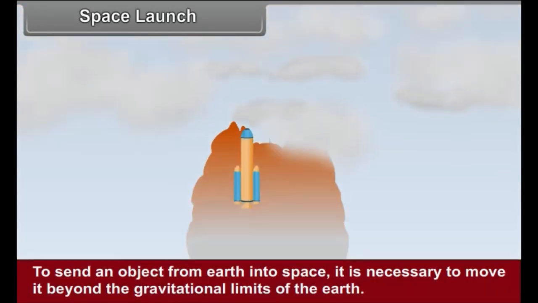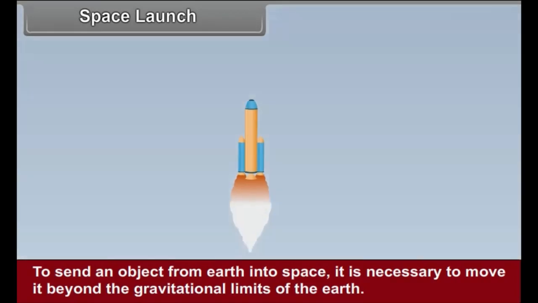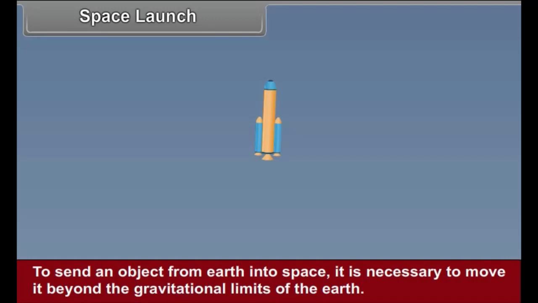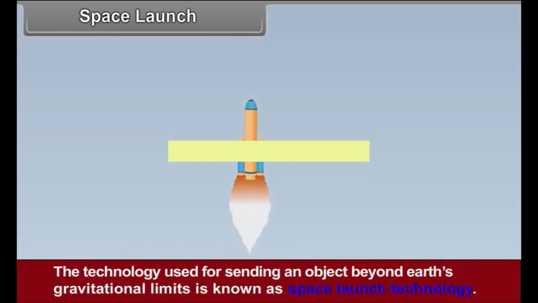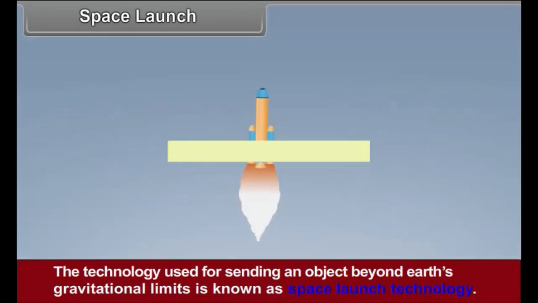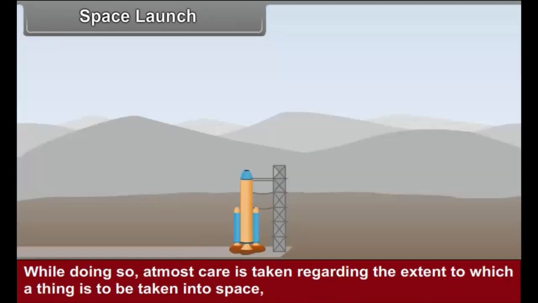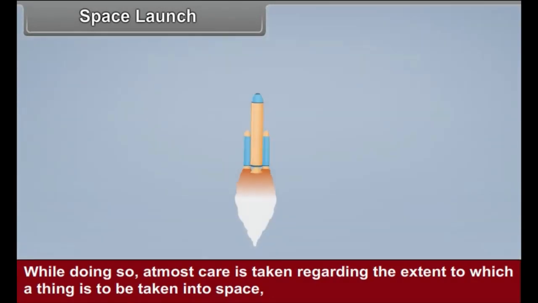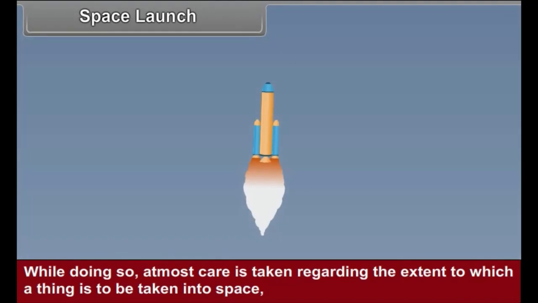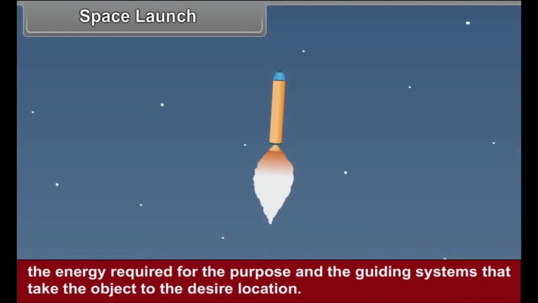Space launch. To send an object from Earth into space, it is necessary to move it beyond the gravitational limits of the Earth. The technology used for sending an object beyond Earth's gravitational limits is known as space launch technology. While doing so, utmost care is taken regarding the extent to which a thing is to be taken into space, the energy required for the purpose, and the guiding systems that take the object to the desired location.